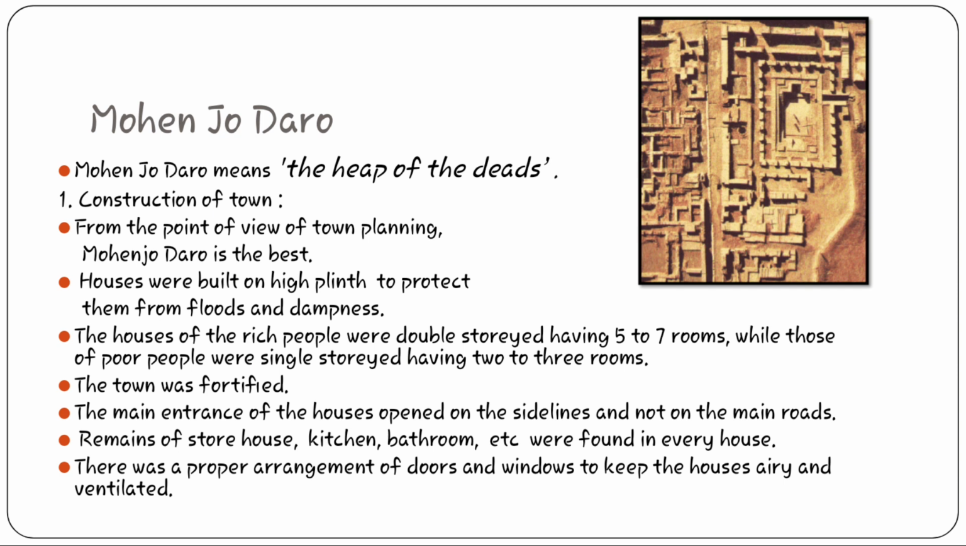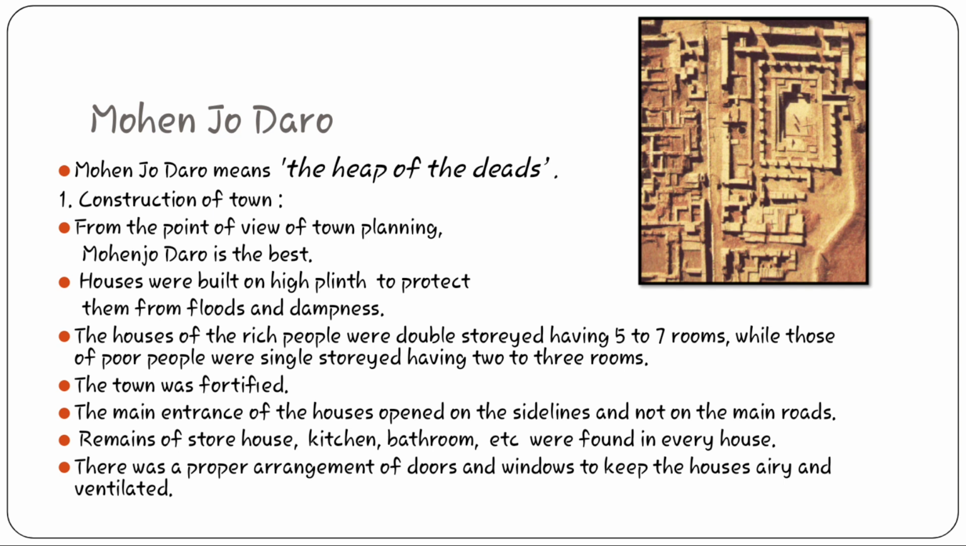So, first of all, we will go into the construction of town. From the point of view of town planning, Mohenjo-daro was the best. The houses were built on high plinth to protect them from flood and dampness. When flood is coming, water will not create any problem because it was constructed on high plinth. The houses of rich people were double-storied buildings with 5 to 7 rooms, whereas poor people or the common man lived in a single-storied house with 2 or 3 rooms.